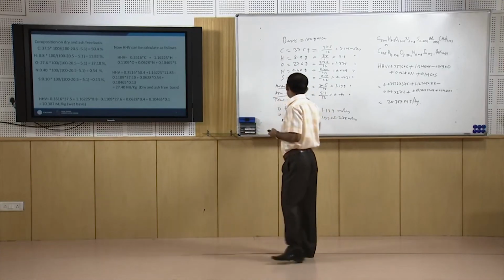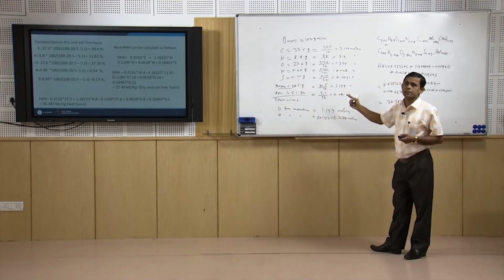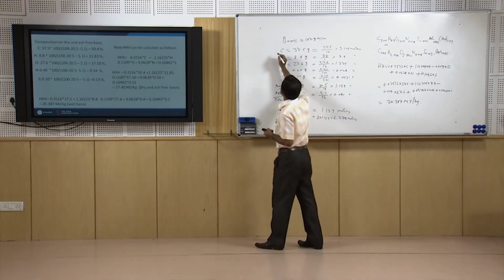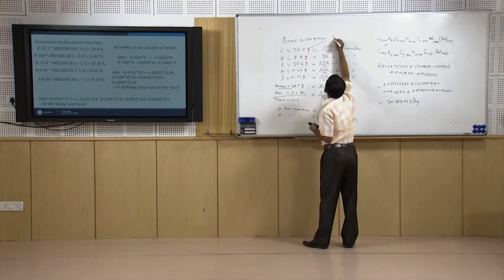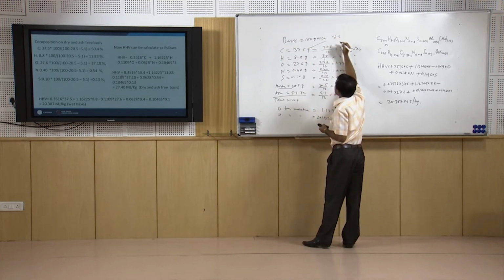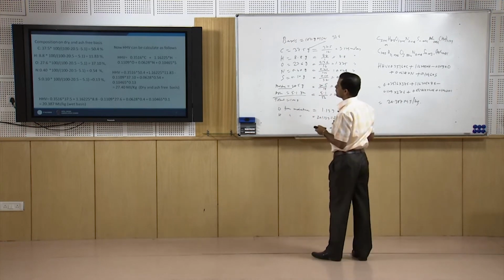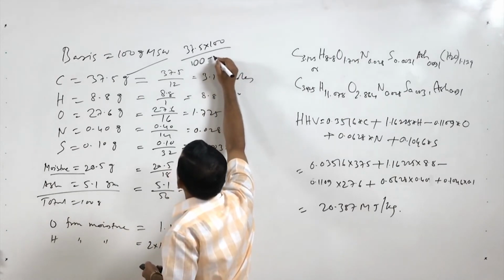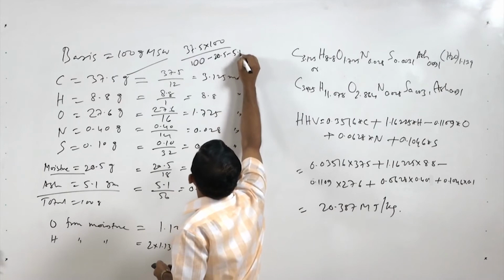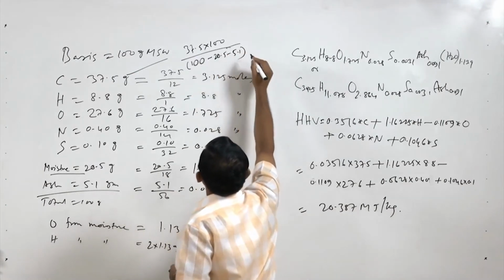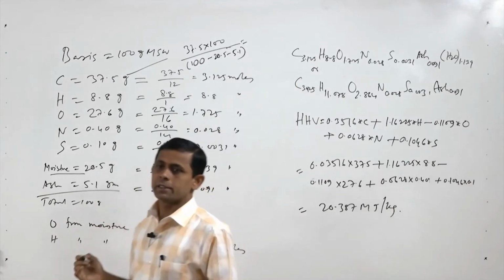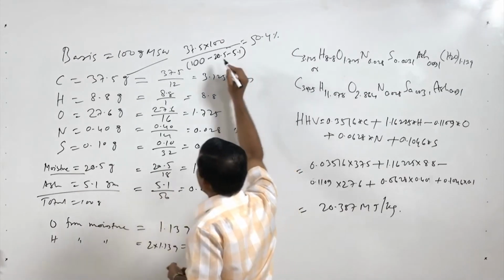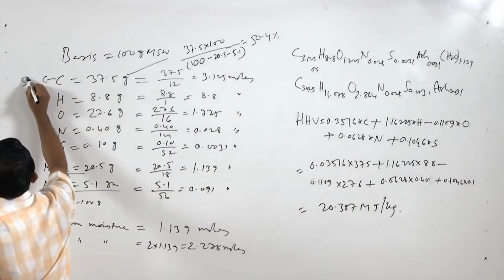Now, we can convert it into dry basis or dry and ash-free basis, any one as you wish. So, if we want dry basis, in that case C will be 37.5 into 100 divided by 100 minus 20.5 minus 5.1. So, this will be on dry and ash-free basis, and it is coming 50.4%.